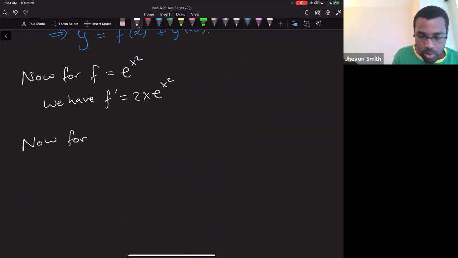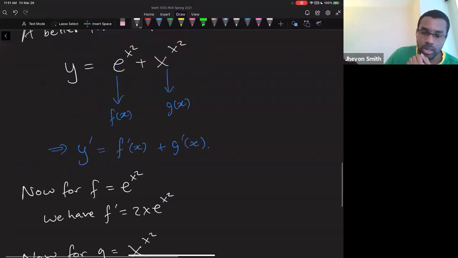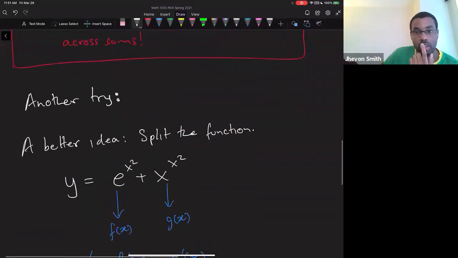Now, for g, this is the x to the x squared. This is the guy that I don't have a rule for. This is the guy that's complicated. This is actually the guy that I need the log differentiation for. Notice that in the first term, the e to the x squared is not particularly complicated. I don't need a log for that. There's no reason to put a log on that guy. I have a rule to do that.